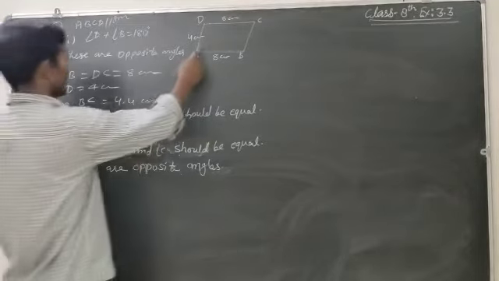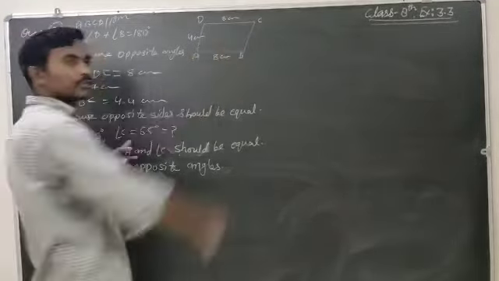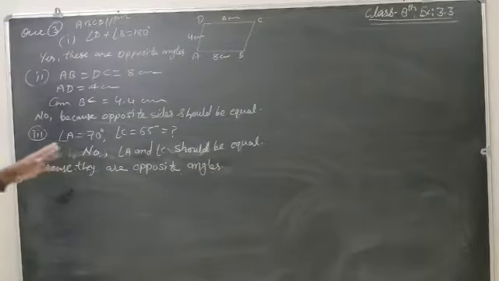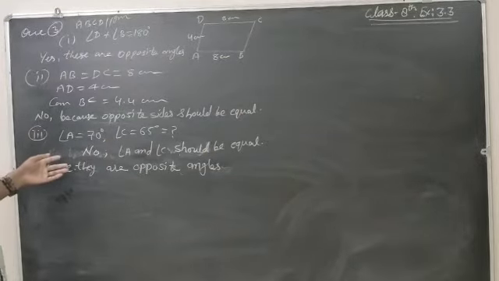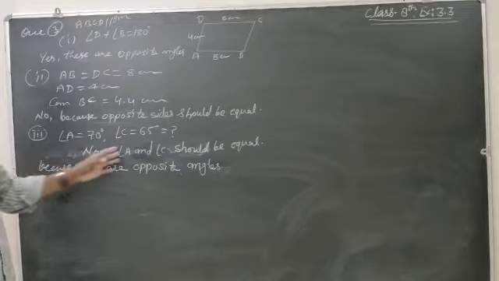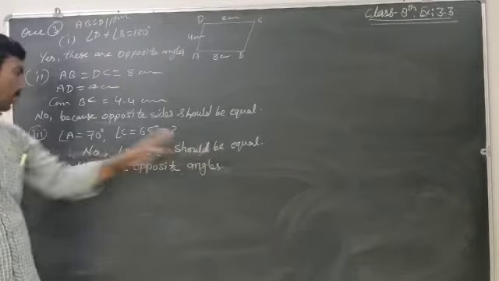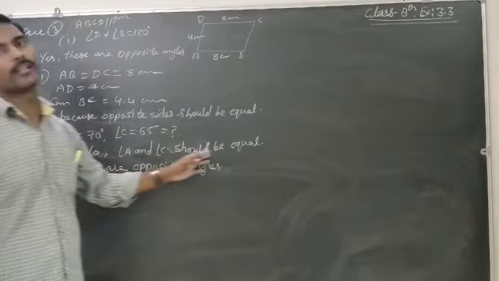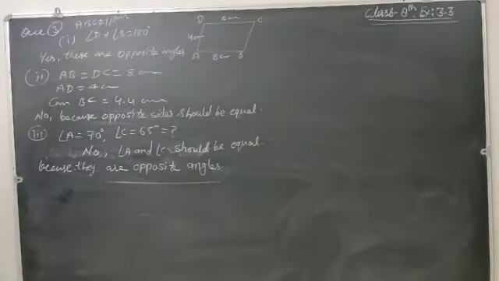In the third, A equals 70 degrees, C equals 65 degrees. No, it is not, because A and C should be equal since they are opposite angles. So complete question number third.